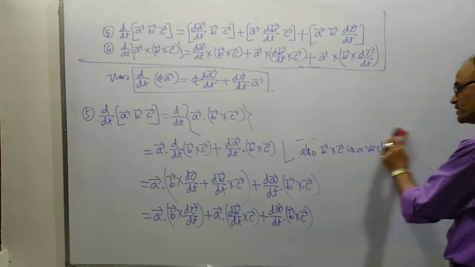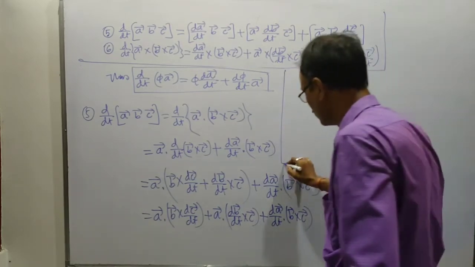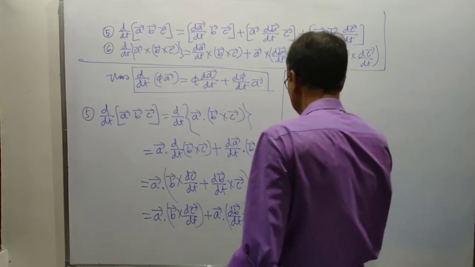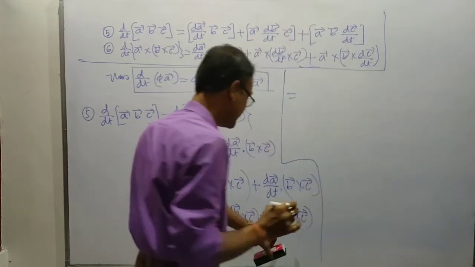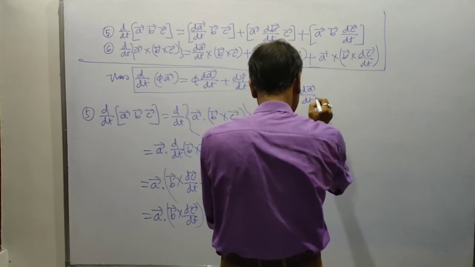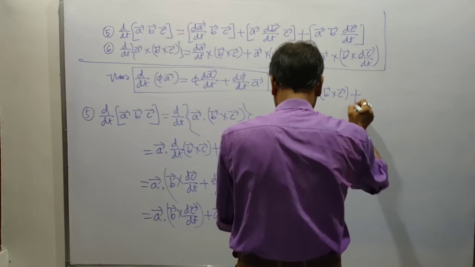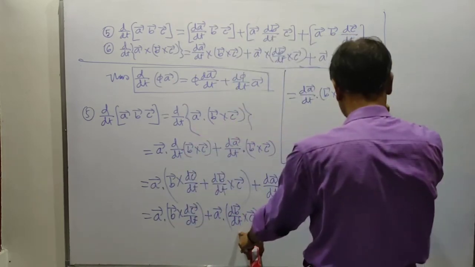Let me remove this one. This is equal to, first write this one, dA vector by dt dot b cross c. First write this one, plus next write this one.